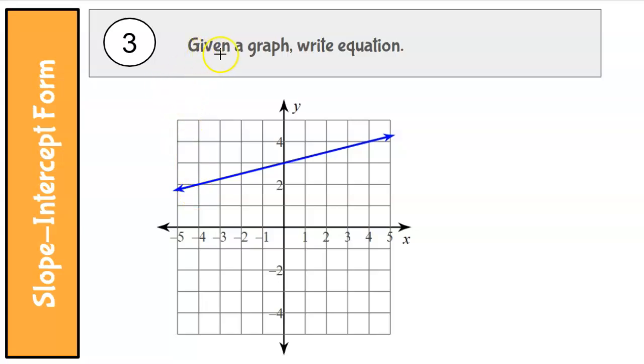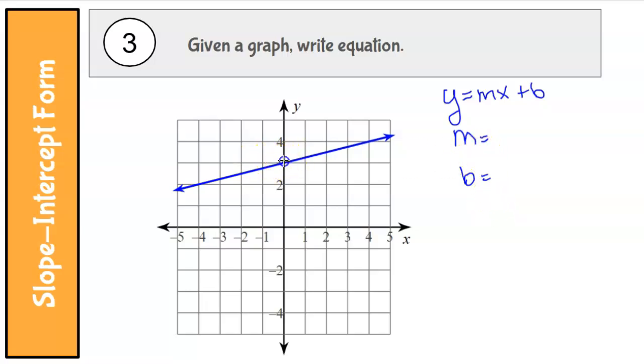Okay, this one says, given a graph, write an equation. So what is the rule here that connects the y's and the x's together? Well, so far, we're talking slope-intercept form. So let's write that down. y = mx + b, where m is the slope and b is the y-intercept. Those are the two pieces of information that we need to glean from this graph here in order to write the equation.